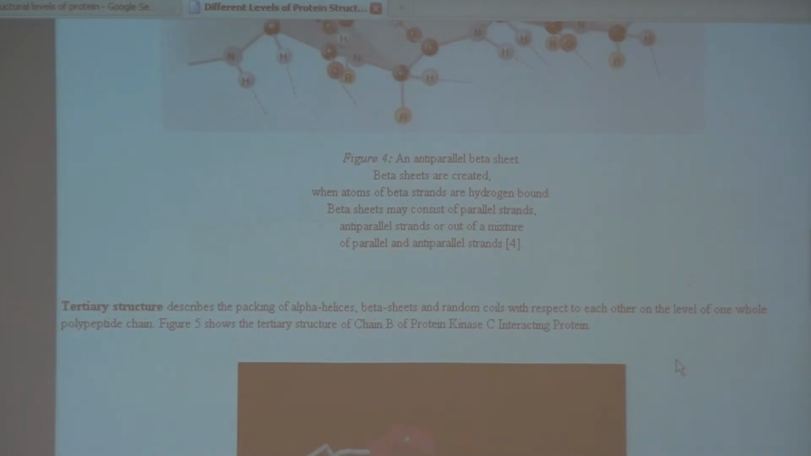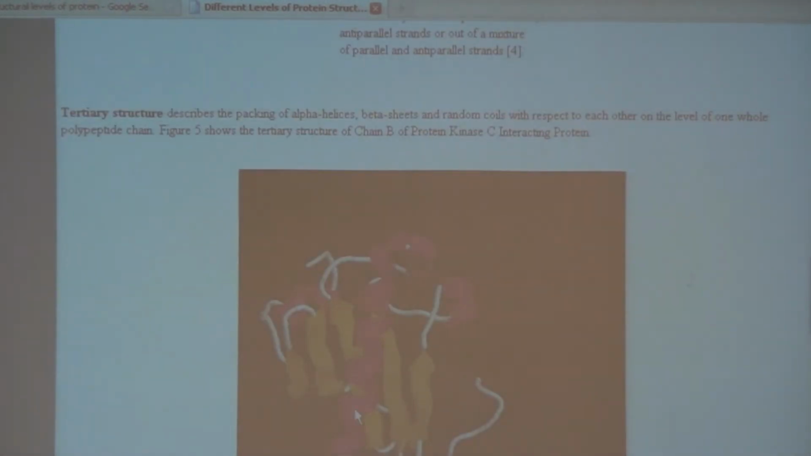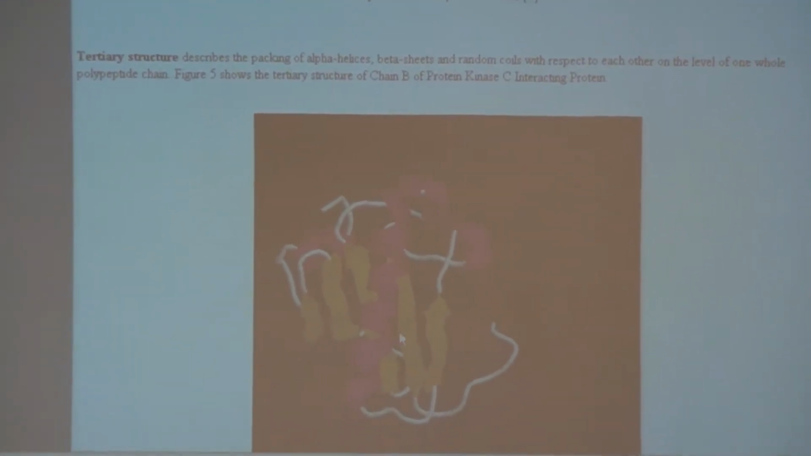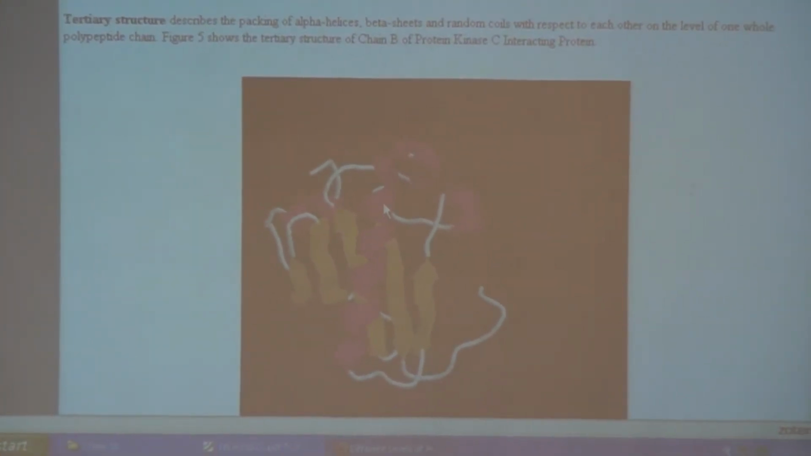So in other words, tertiary structure describes the folding of a protein molecule. Okay, so here's where they show the ribbons. It's hard to see here, but this little coiled ribbon would be an example of an alpha helix, and then the yellow colored thing is an example of a beta sheet.